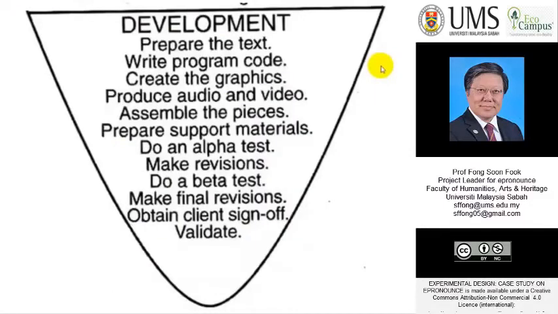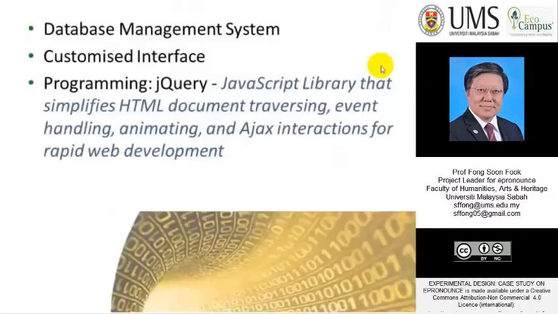In terms of development, we initially prepare the text, then we write the program code, we create the graphics, we produce the audio and the video separately, then later on we assemble the pieces together, then we do an alpha test, we make further revision, and go through the cycle until we come up with this valid and reliable Epronounce. So Epronounce is actually a database management system with a customized interface, and the programming language that we make use of is jQuery, a JavaScript library that simplifies HTML document traversing, event handling, animating, and AJAX interaction for rapid web development.